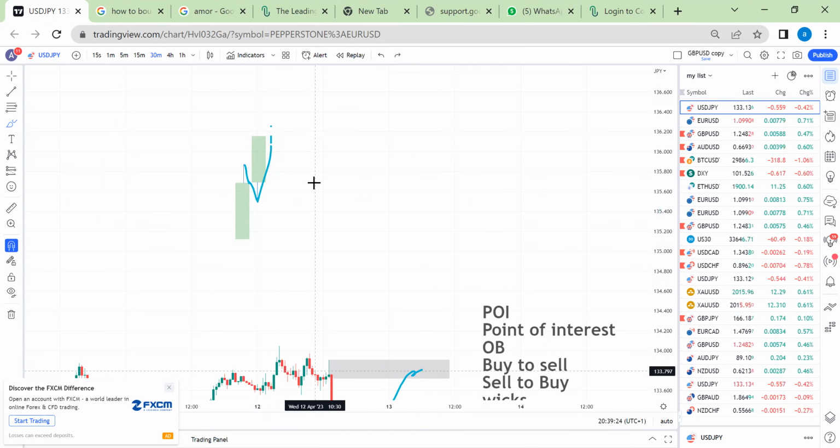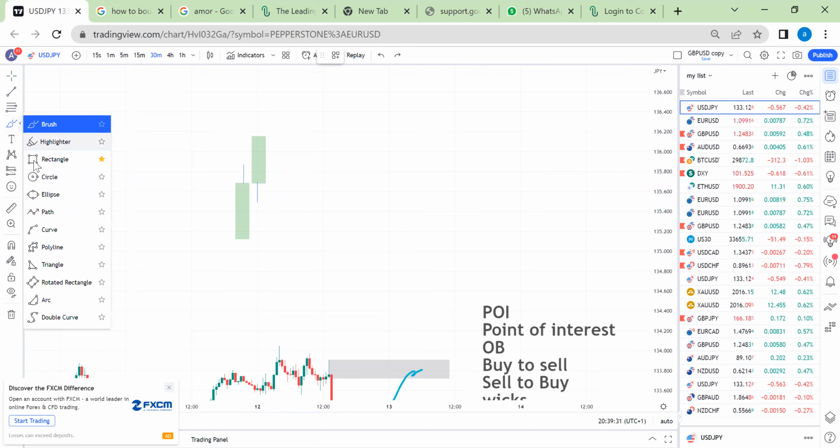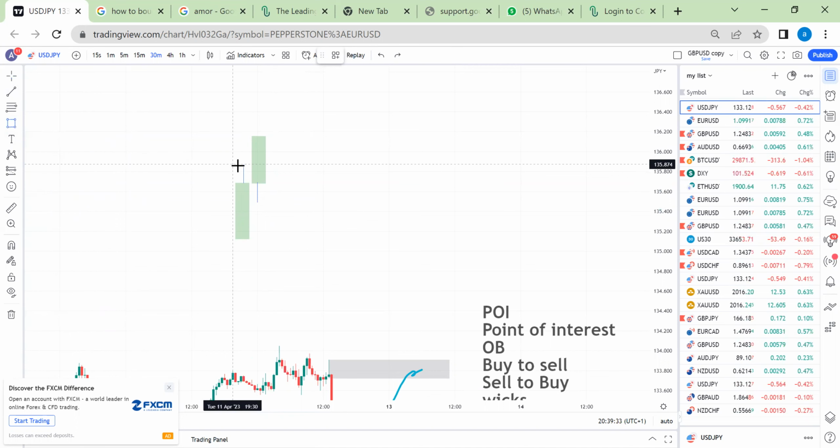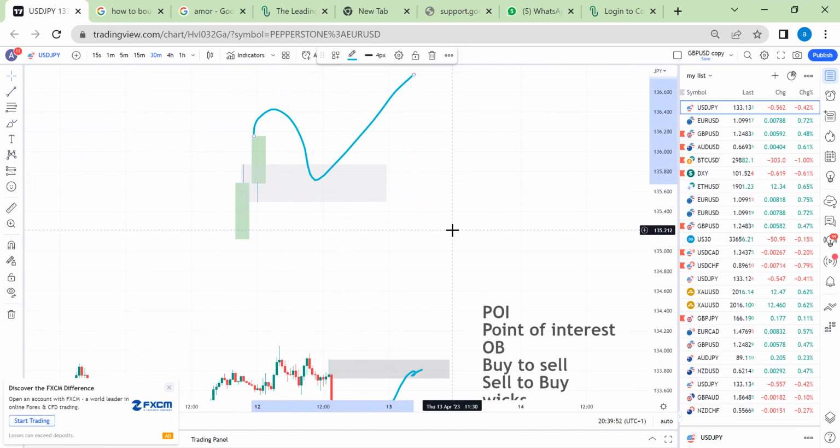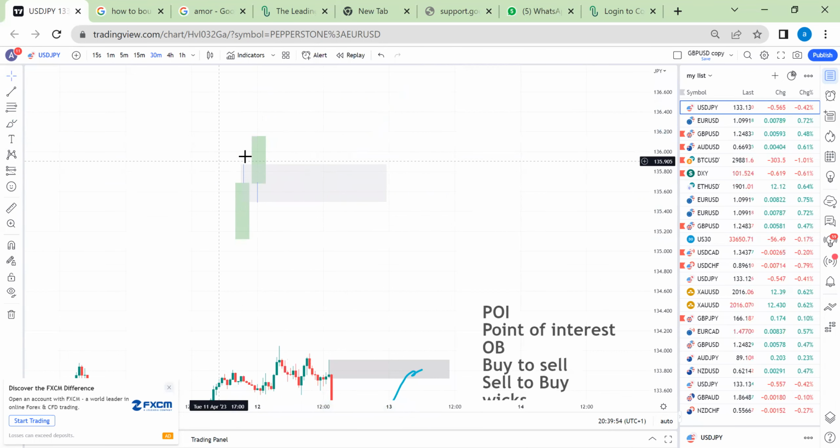Okay, so you can pick that sell to buy also as your POI. So your POI can also be from the beginning of this point to the end of this point. So that can also be your POI. Okay, since you are on an uptrend, this is now going to be your demand zone. So you can also expect price to come and respect it. That's a sell to buy.